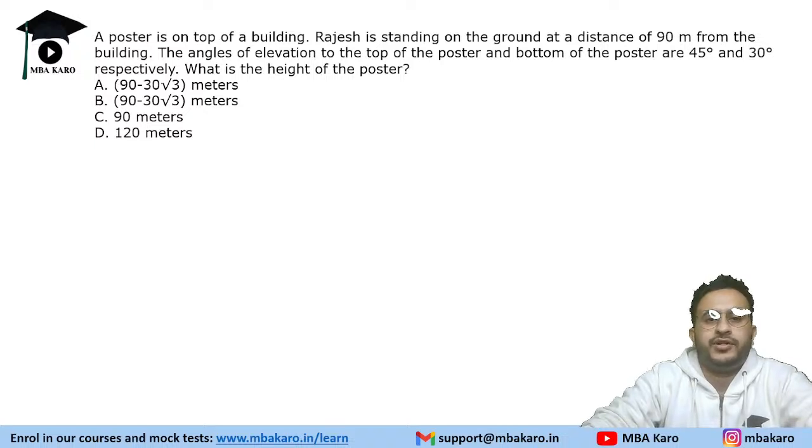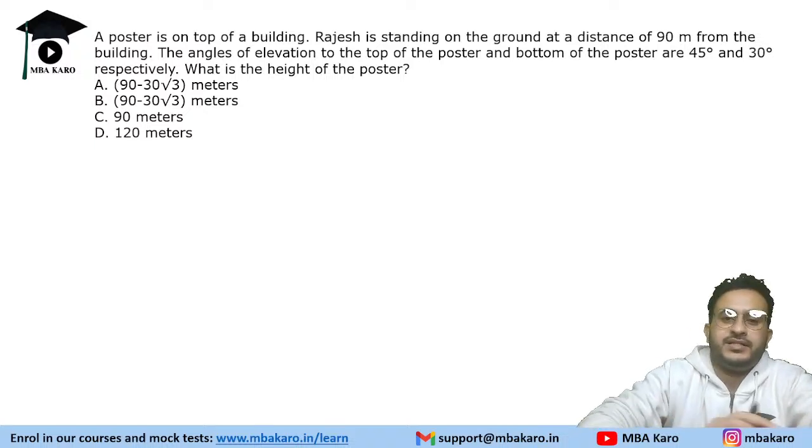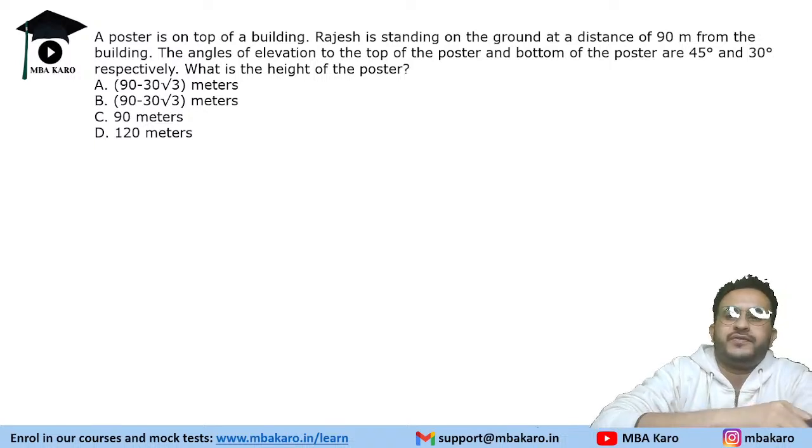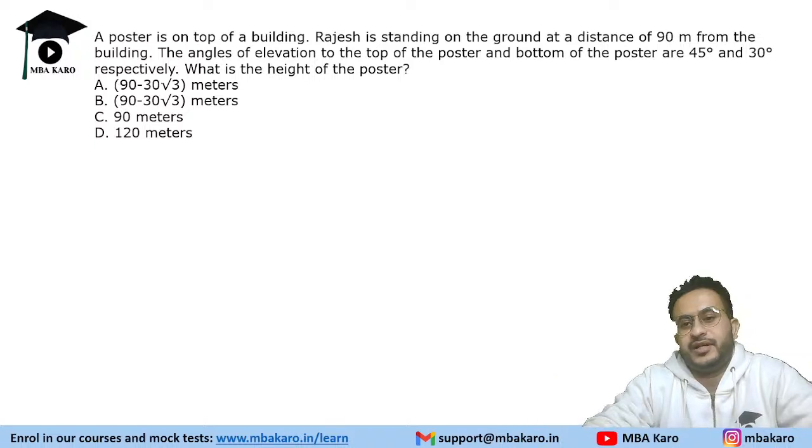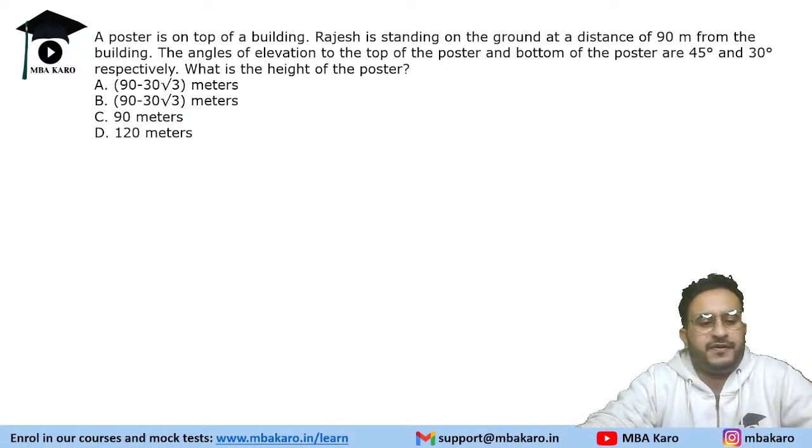A poster is on the top of a building. Rajesh is standing on the ground at a distance of 90 meters from the building. The angles of elevation of the top of the poster and bottom of the poster are 45 degrees and 30 degrees respectively. What is the height of the poster?